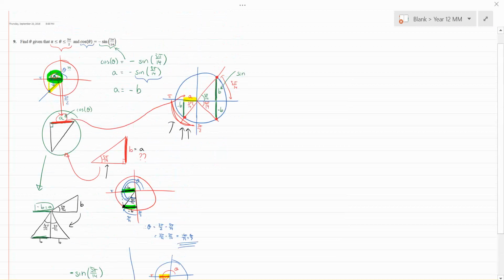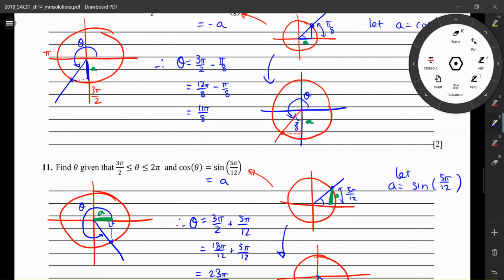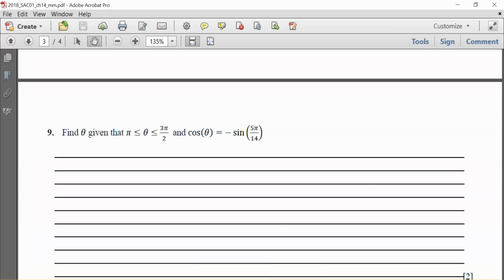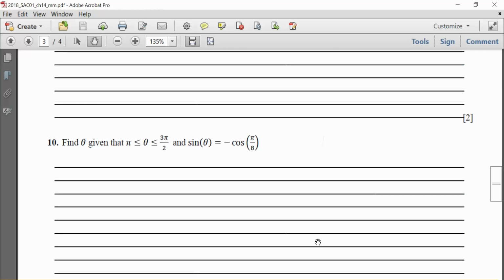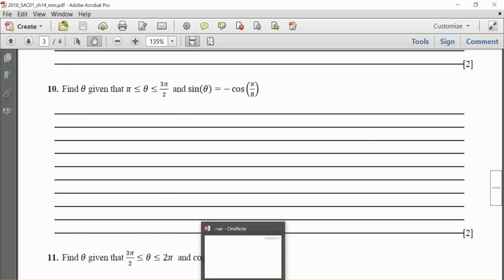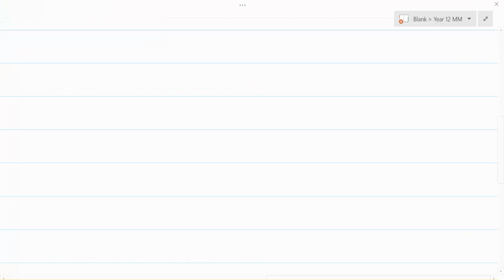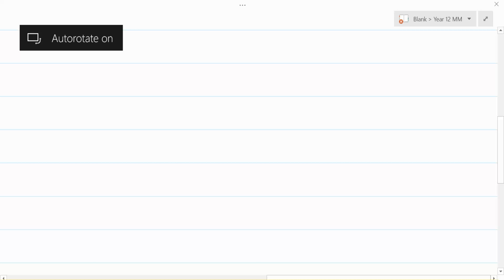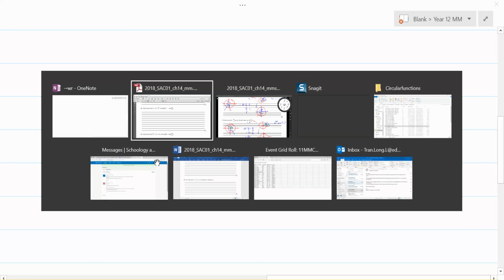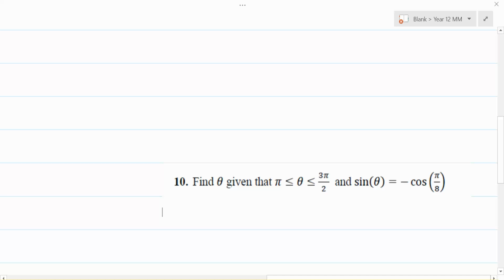Okay, just in case you're still feeling a bit uncomfortable about it, let's do another example. Let's do question 10 with the same ideology. Now, I'm just going to copy paste this section. Question 10. All right, let's try this. Okay, let's have a look.